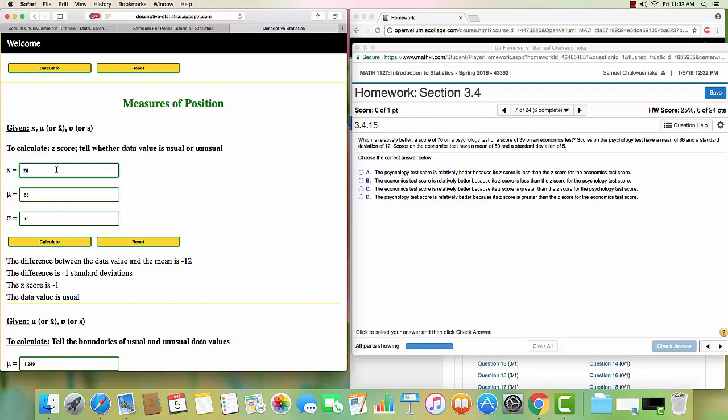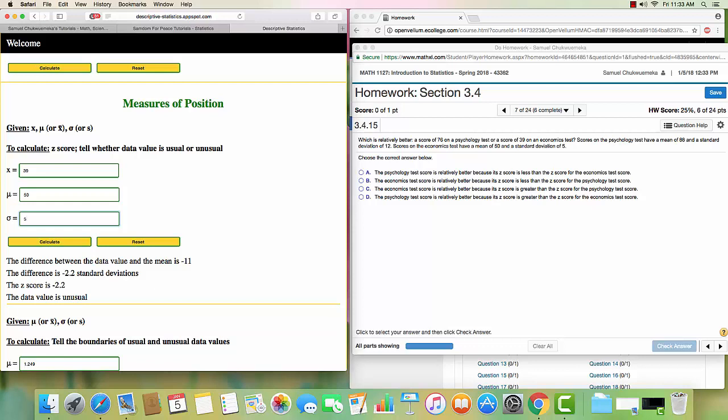Then for the economics, the score is 39. The mean of the scores is 50. And the standard deviation is 5. Enter. So for the psychology, the z-score is -1. For the economics, the z-score is -2.2.